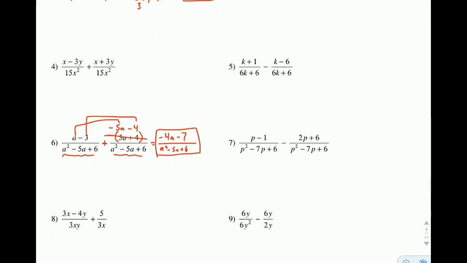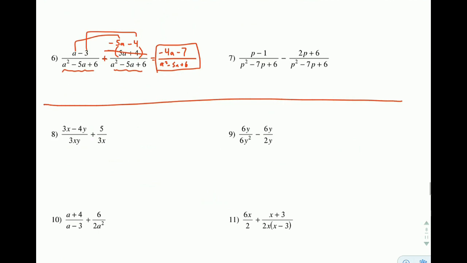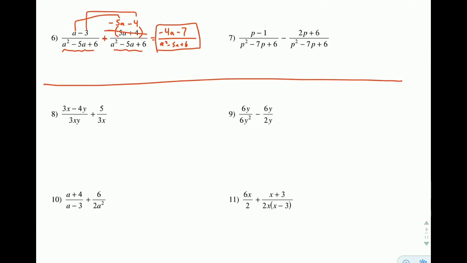So good luck with these. Start a new video after number 7 to look at what to do when our denominators are different.